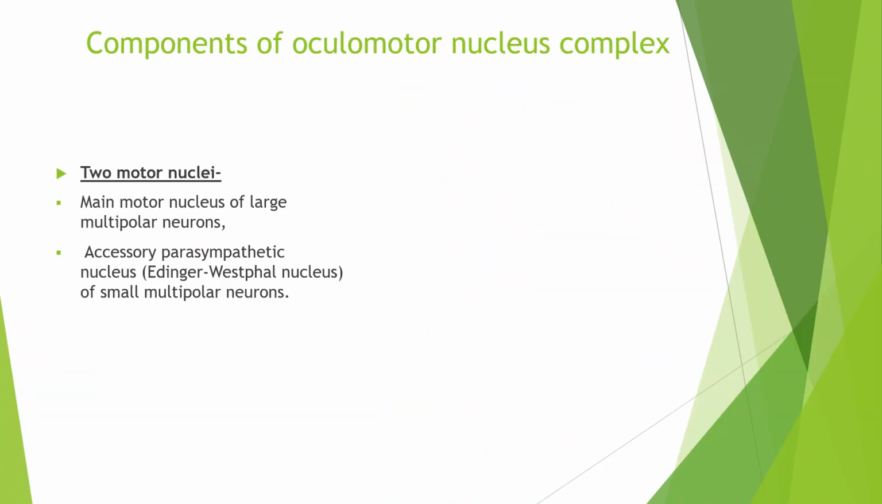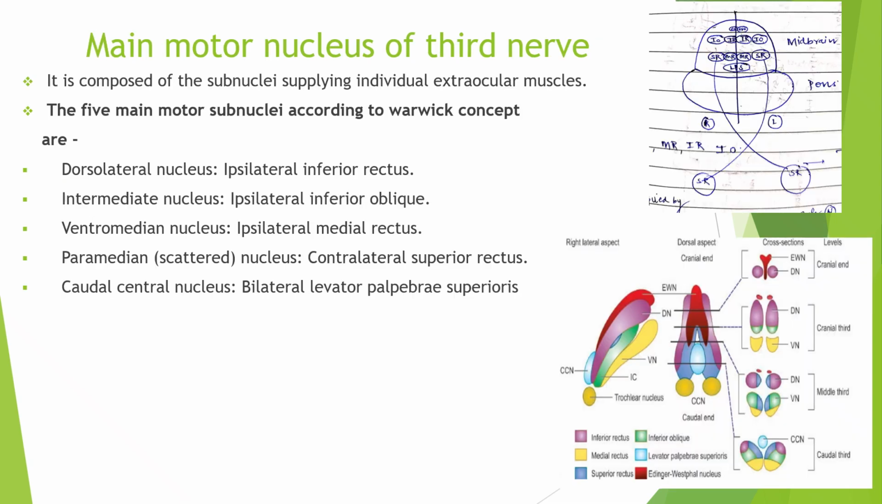Now, the components of the oculomotor nucleus complex are two motor nuclei: the main motor nucleus of large multipolar neurons, and the accessory parasympathetic nucleus, which is the Edinger-Westphal nucleus of small multipolar neurons. The main motor nucleus of the third nerve is composed of subnuclei supplying the individual extraocular muscles. So there are 5 main motor subnuclei according to the concept of Warwick.